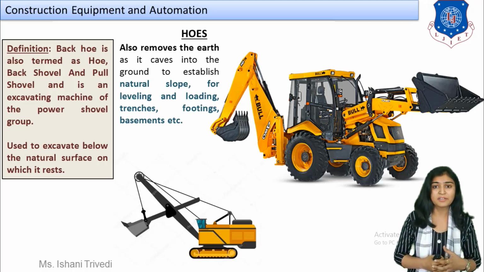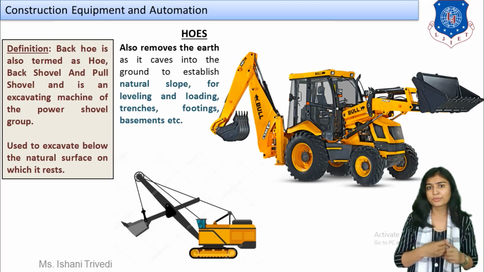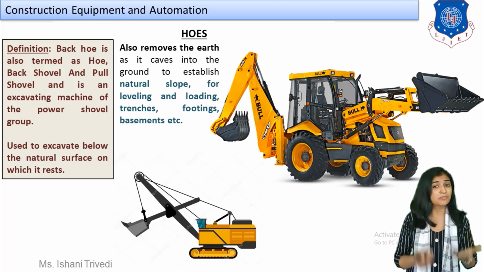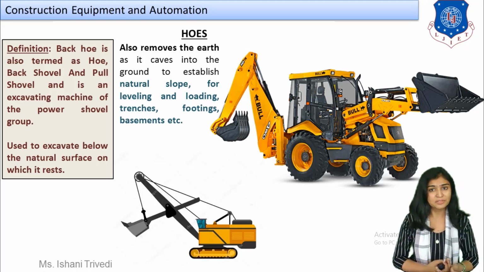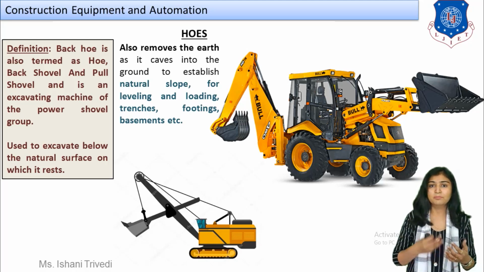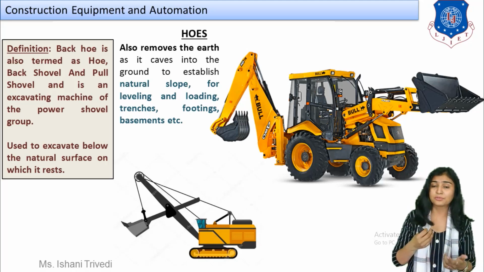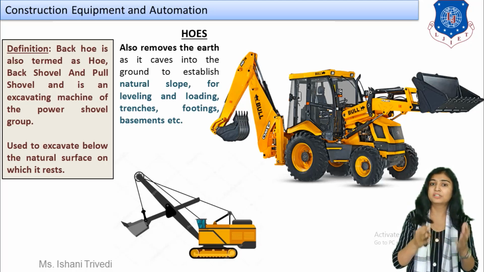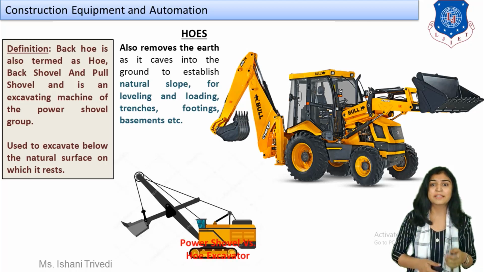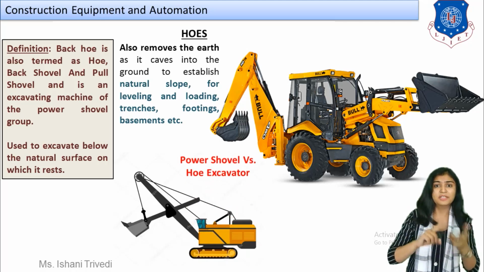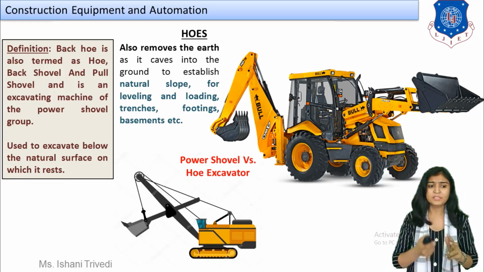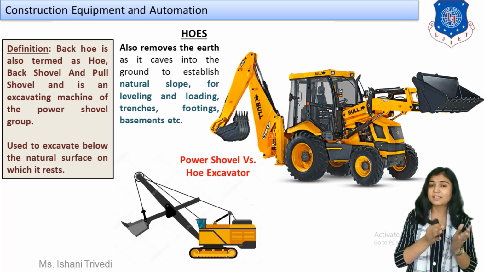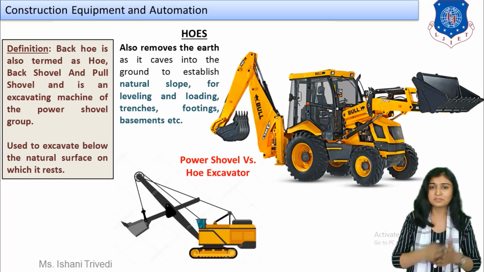Now let us talk about the definition which we already discussed. We are going to put it in technical terms. So we have the backhoe. It can be front hoe, it can be back shovel. You can call it anything you want. So the backhoe is also termed as hoe. It is known as back shovel, it is pull shovel, and it is an excavating machine of the power shovel group itself, which we already discussed in the discussion regarding power shovel versus the hoe excavator. It is used to excavate below the track level. I already explained that mechanism. That is ultimately the operation of the hoe excavator, which we will study further.